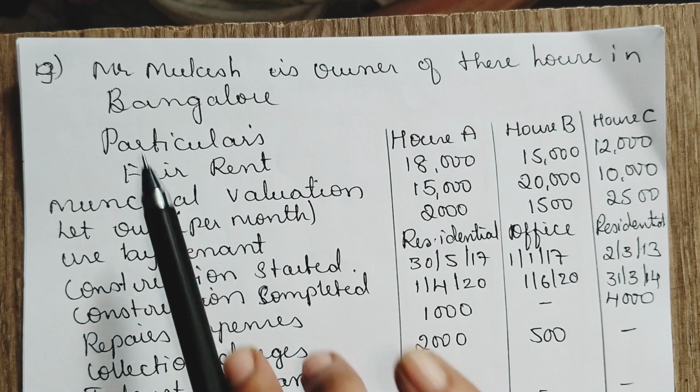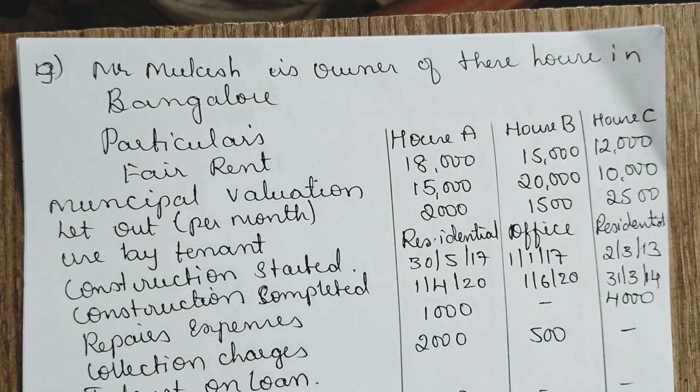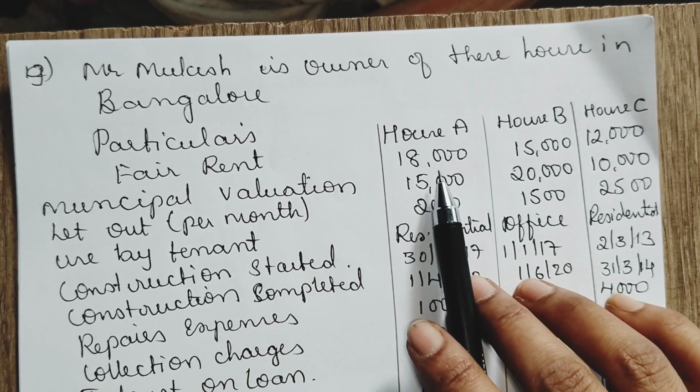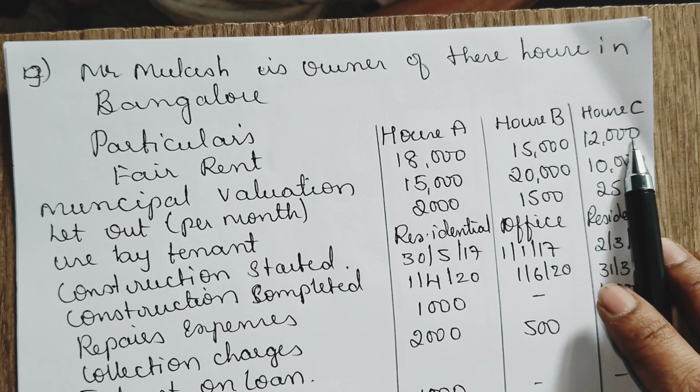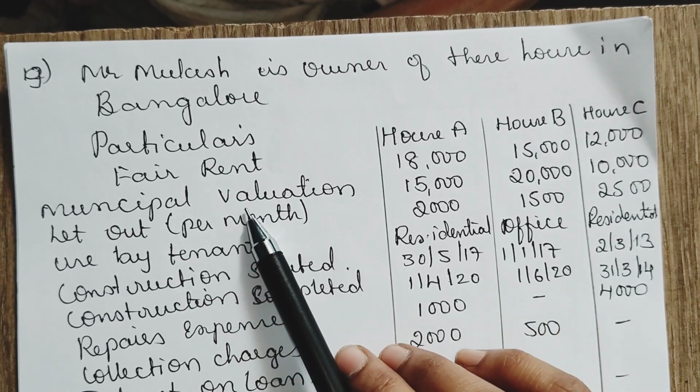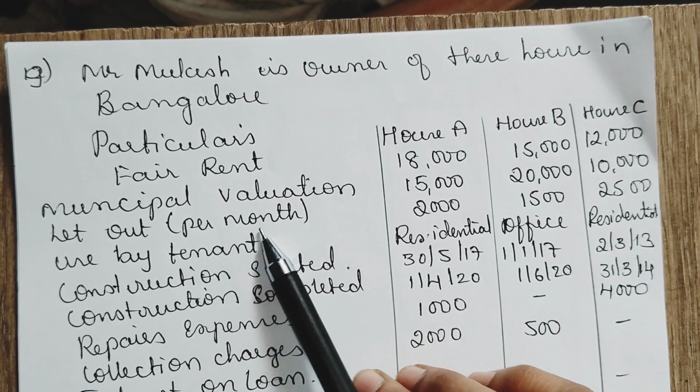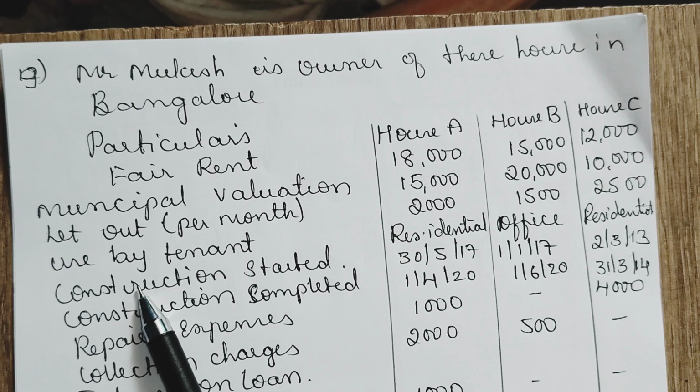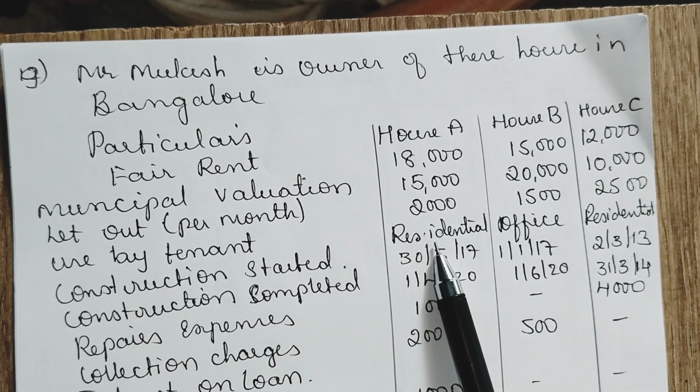Next question. Mr. Mukesh is the owner of three houses in Bangalore. Particulars: fair rental value, house A, house B, house C. Three houses are given, and the municipal valuation is given. The let out per month rent is given, used by the tenant. One house is used for residential purpose.